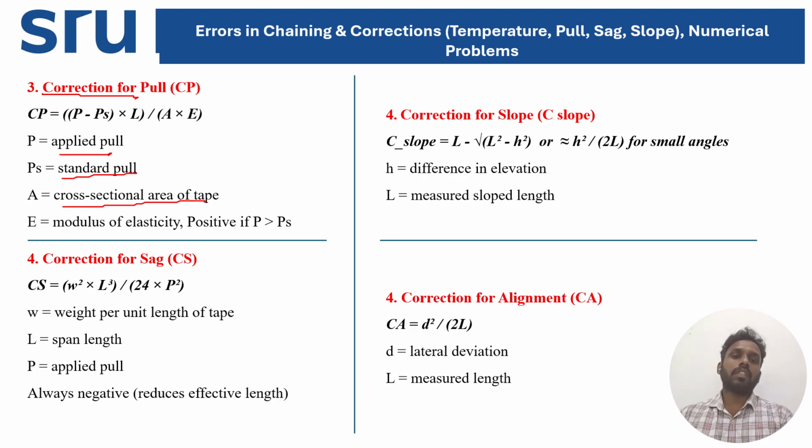If your applied pull is greater than your standardized pull, then the error is a positive error. Then we are going to see the correction for sag.